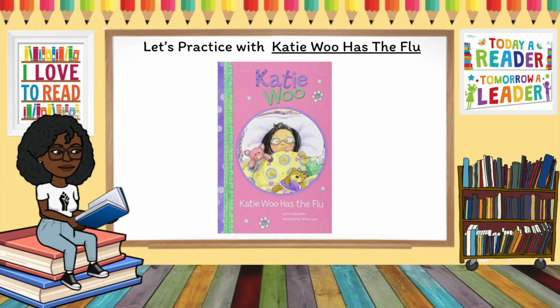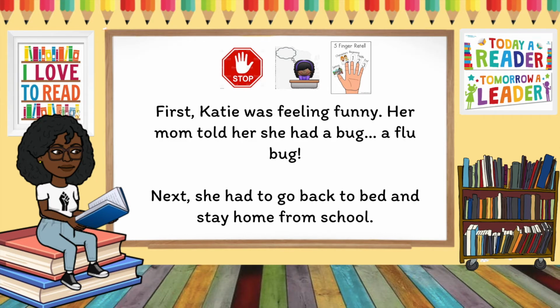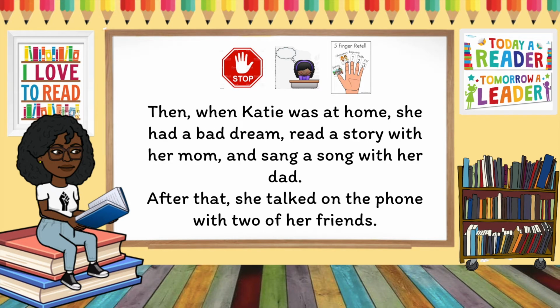Let's practice with Katie Woo Has the Flu. But before I read chapter 3, let's stop, think, and retell what we have read so far in Katie Woo Has the Flu. Because remember, we've already read chapters 1 and 2 together. So let's use our tool of stop, think, and retell. So far in our book, first, Katie was feeling funny. Her mom told her she had a flu bug. Next, she had to go back to bed and stay home from school. Then, when Katie was at home, she had a bad dream, read a story with her mom, and sang a song with her dad. After that, she talked on the phone with 2 of her friends.